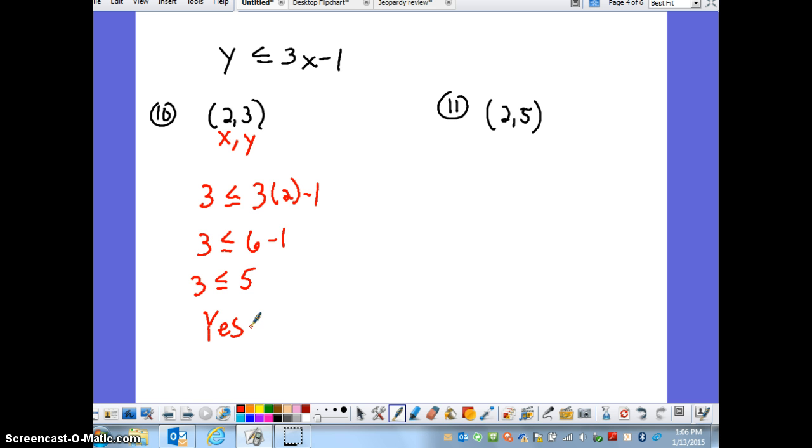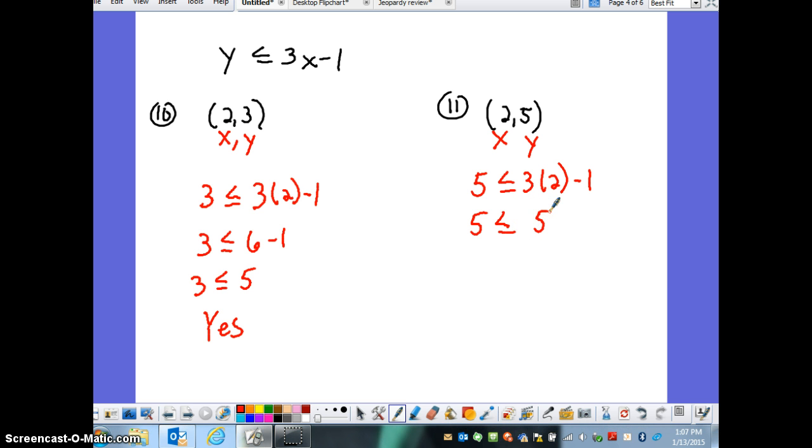All right, number 11, same exact idea. This is my x, this is my y. Take the 5, plug it in for the y, less than or equal to 3 times 2 minus 1. So 5 less than or equal to 6 minus 1 is going to give me 5. So is 5 less than or equal to 5? Yes, it is. So that is going to come out as an equal to.